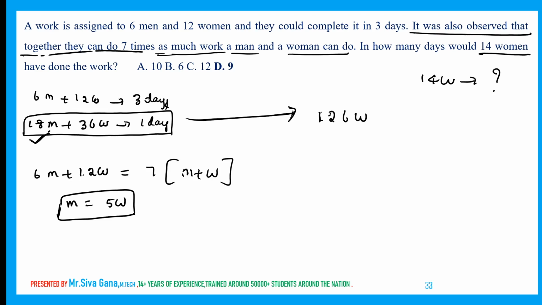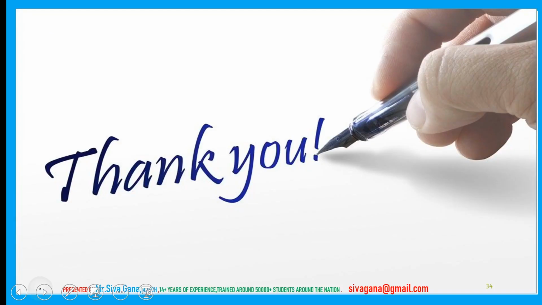90 plus 36 is nothing but 126. 126 women can do the work in one day. Now he is asking about 14 women. 14 women take how much time? As the women are fewer, time taken will increase in the same proportion. Nothing but 126 by 14, which is 9. In 9 days they can finish the work.